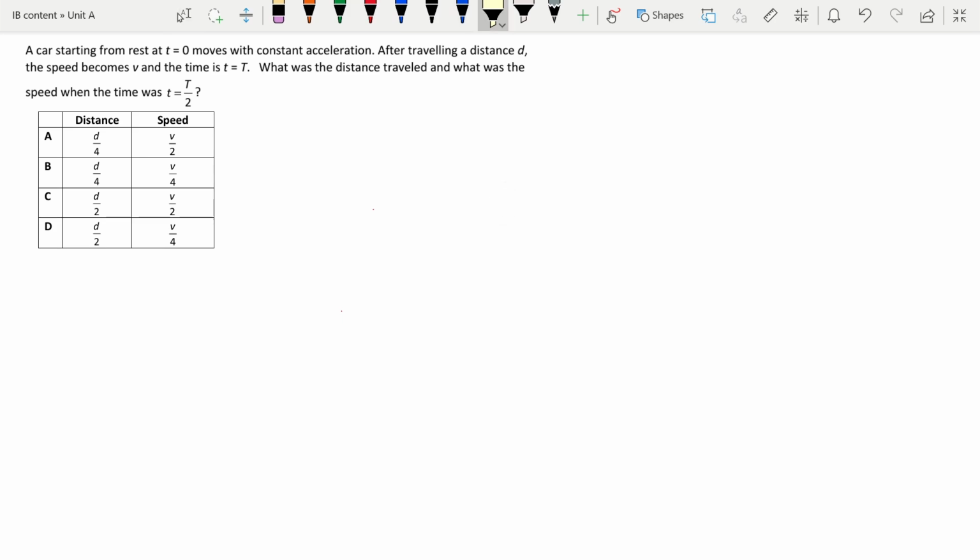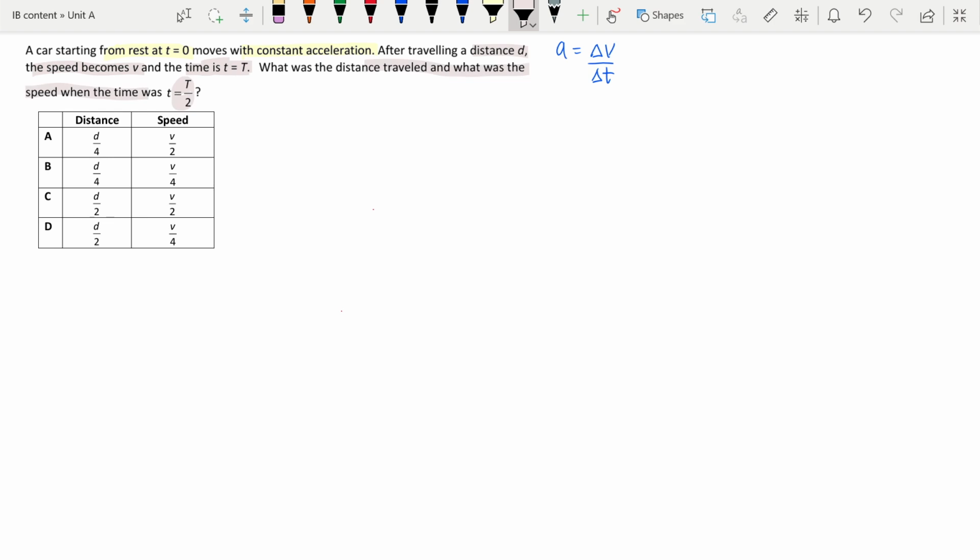The car is starting from rest, so its initial velocity is 0, and it is moving with constant acceleration, which means that its velocity is increasing uniformly, so delta v over delta t. After traveling a distance d, the speed is v, and after this time t, what was the distance traveled and what is the time at this point?